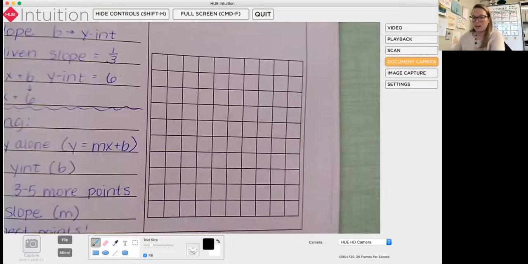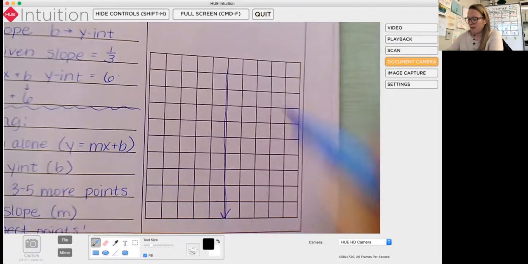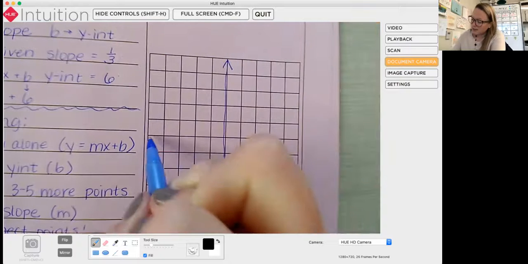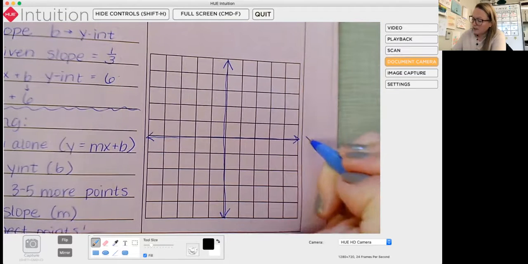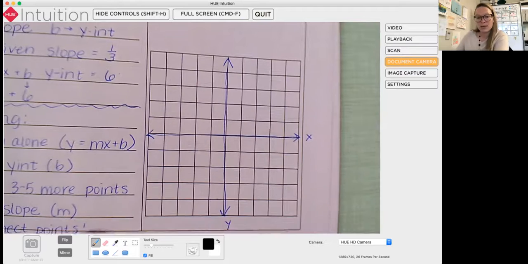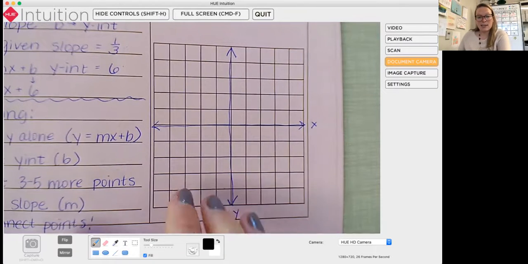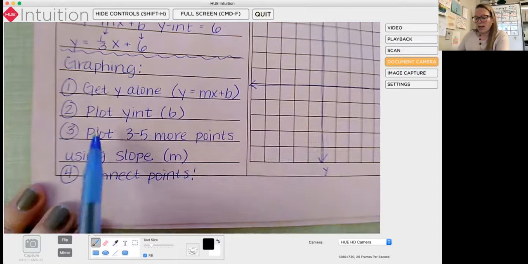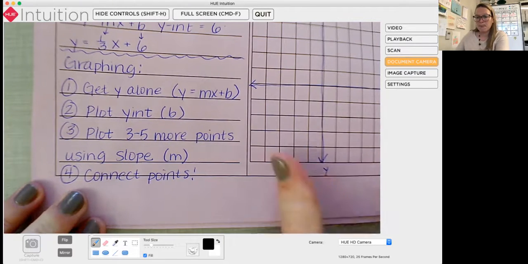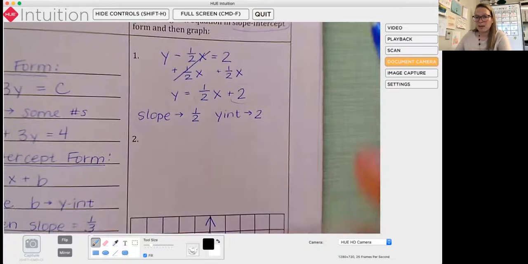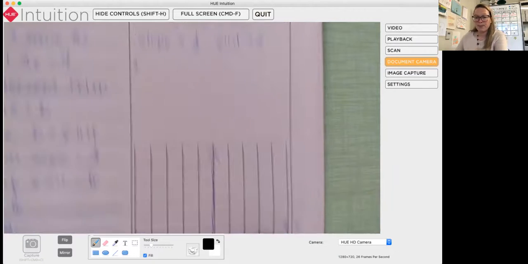So I'm going to come down to our graph here, and I'm going to draw my axes. It is a good practice sometimes to just go ahead and label your axes, just so you can remember which one is x and y. So once you have your axes labeled, our next step is going to be to plot our y-intercept, or our b. So I'm going to come up to my equation, and I see that my y-intercept is equal to 2.